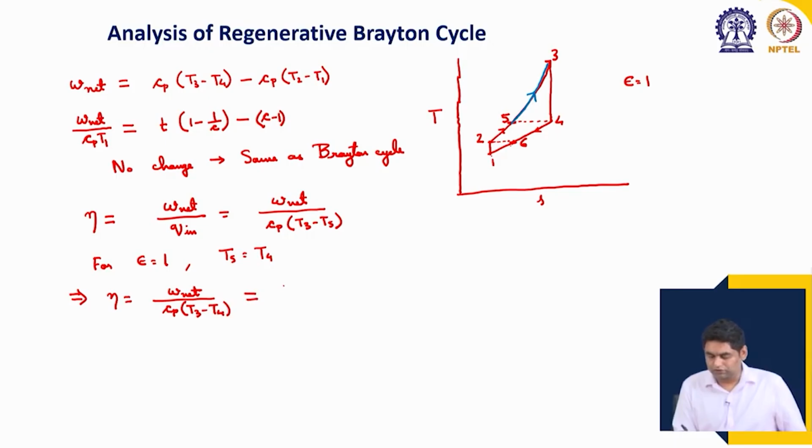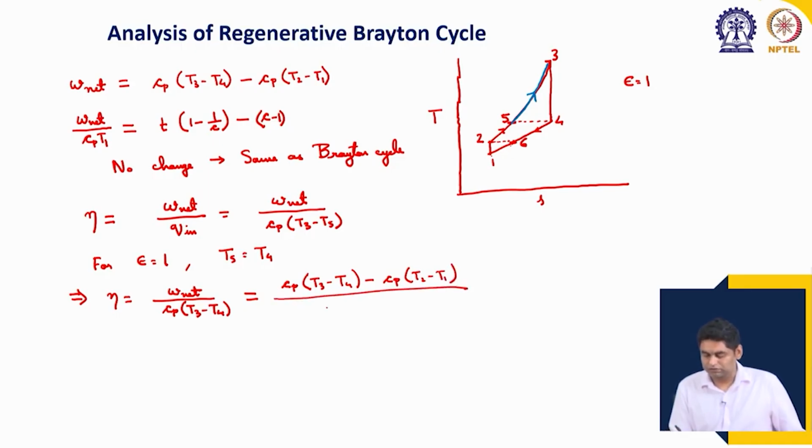So, W net we already know is Cp (T3 minus T4) minus Cp (T2 minus T1), this divided by Cp (T3 minus T4). Cp gets cancelled. For this ideal cycle, Cp remains constant as already discussed, and this first term we can separate out. So, this will be equal to 1 minus (T2 minus T1) by (T3 minus T4).